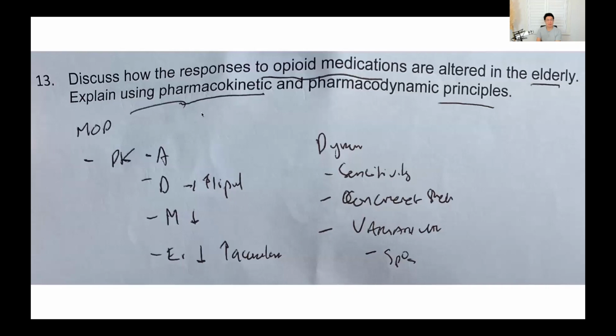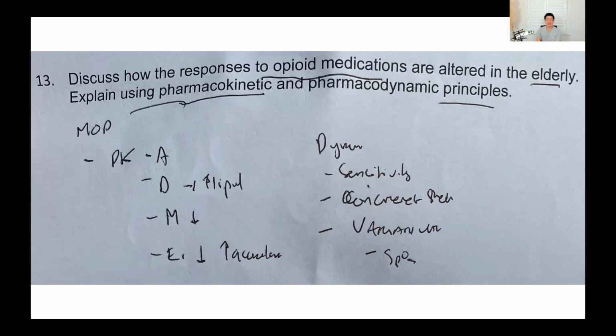Let's have a look. The way that this candidate is going to tackle it is very well structured, I think this will be a very core structure to use. That would be ideas in terms of the changes in their pharmacokinetics, so absorption, distribution, metabolism, and elimination. And then after that, changes in their dynamics.